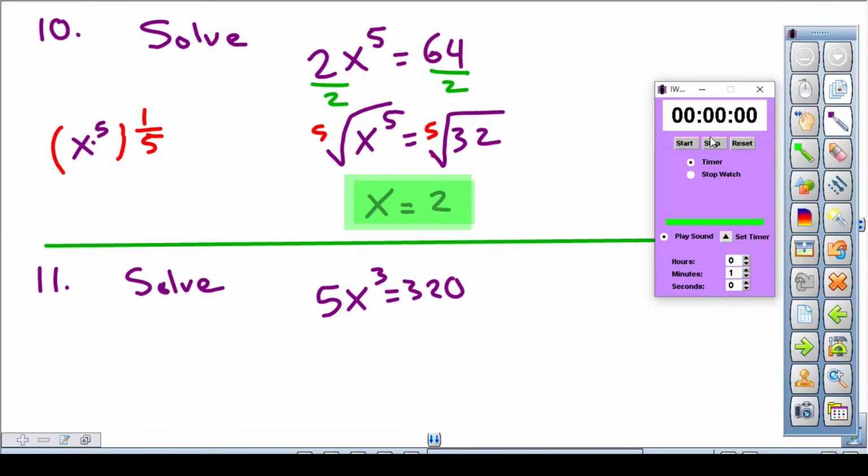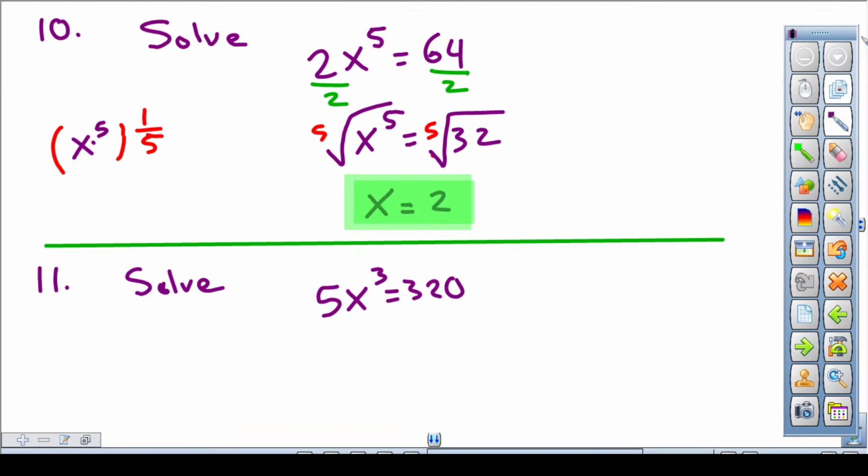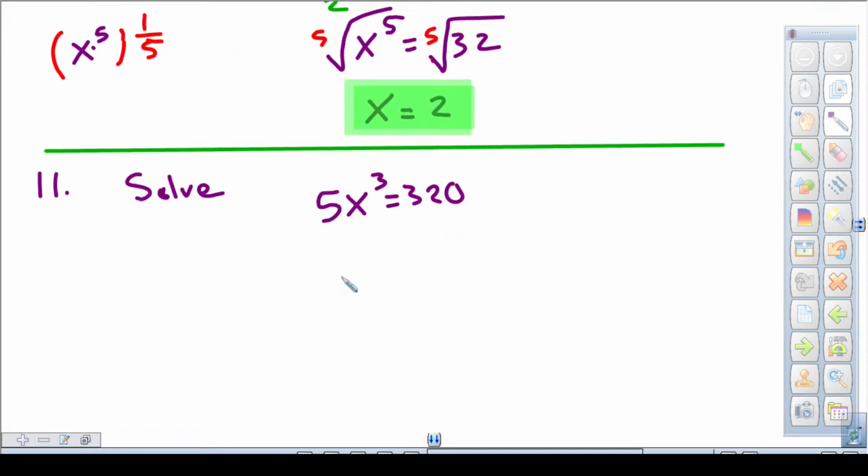Okay, time is up. So let's see what you guys have. Who wants to share? At least the approach that they have tried, if not the answer. So, what did you guys do? What is 320 divided by 5? What's that number?